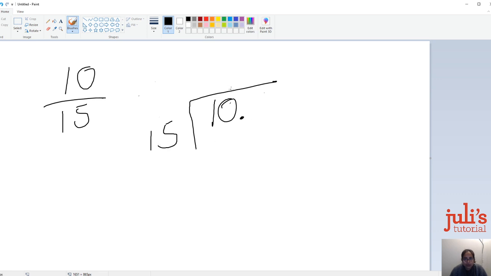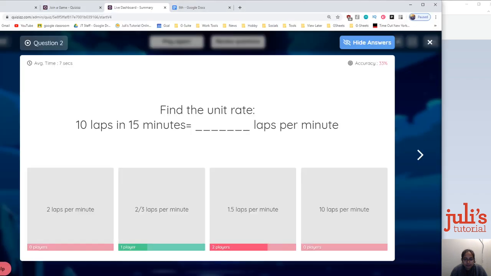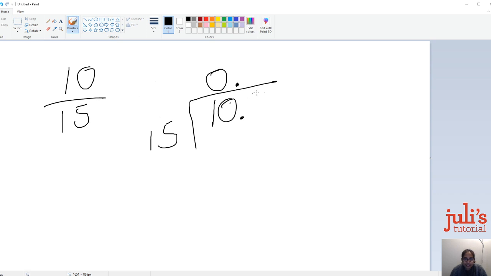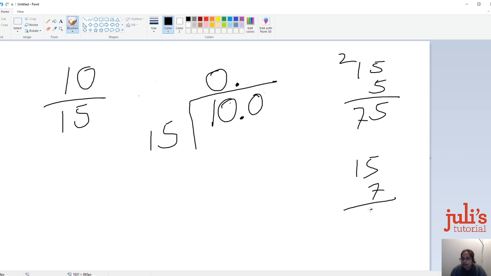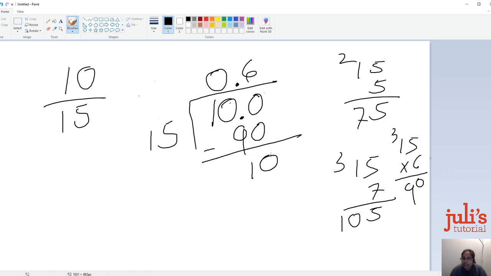So it doesn't go, so you bring up its decimal here, 0. And then you add a 0 here. How many times does 15 go into 100? Let's try it. 15 times 5, what do we get? Doesn't work. Maybe 15 times 7. So then 15 times 6. We have 90. Subtract, 10 again. Again 0. So it's 0.66, which is basically 2 over 3.